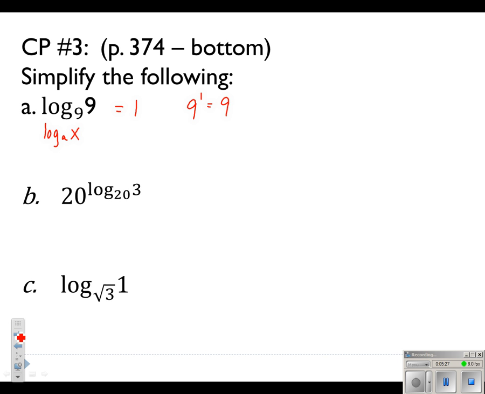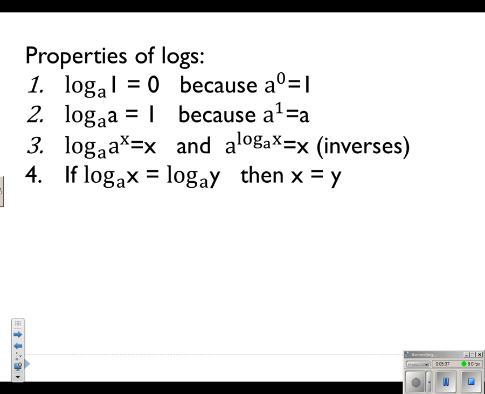B, let's try that one. Simplify 20 to the log base 20 of 3. This one goes along with property number 3.